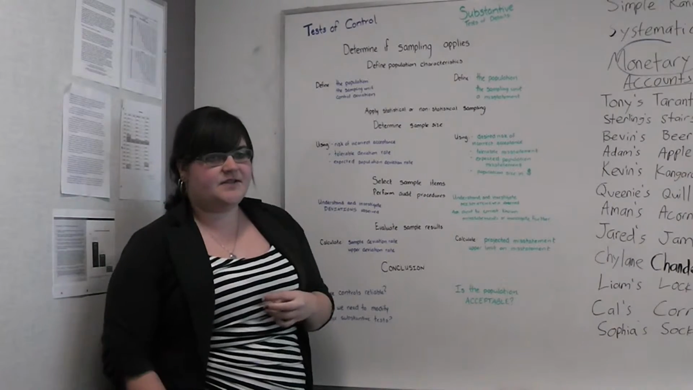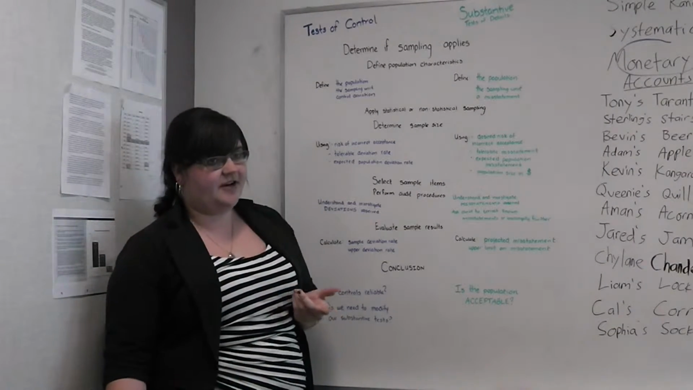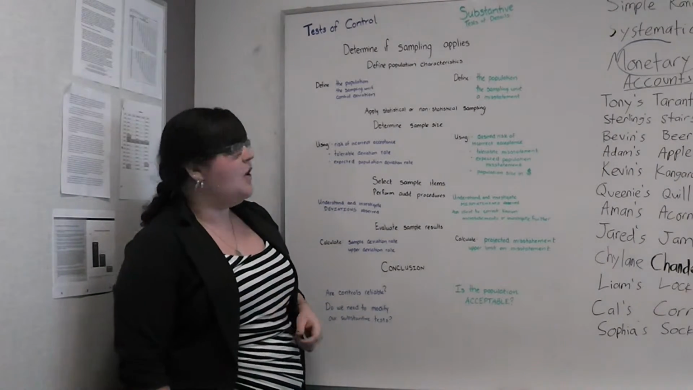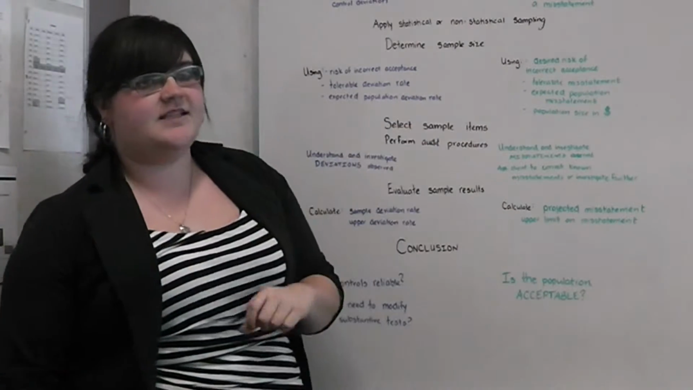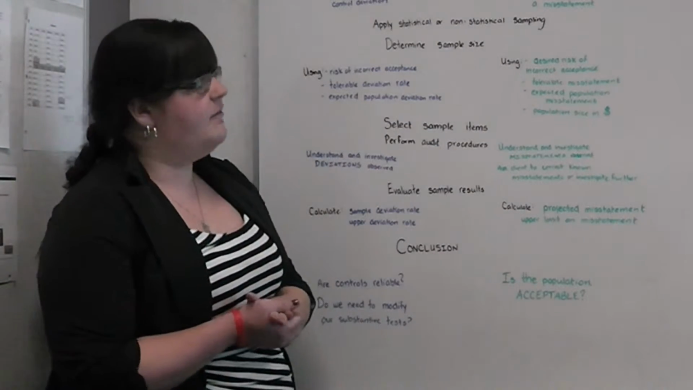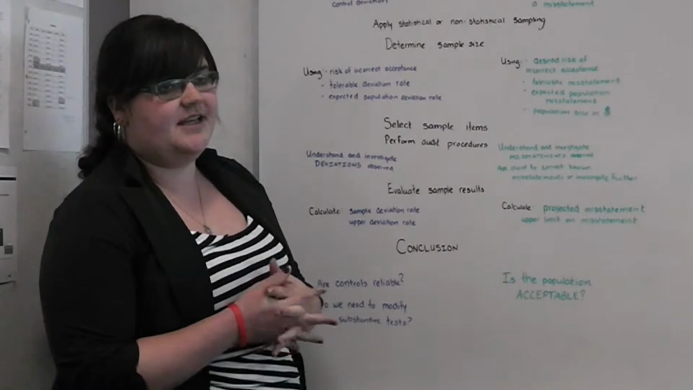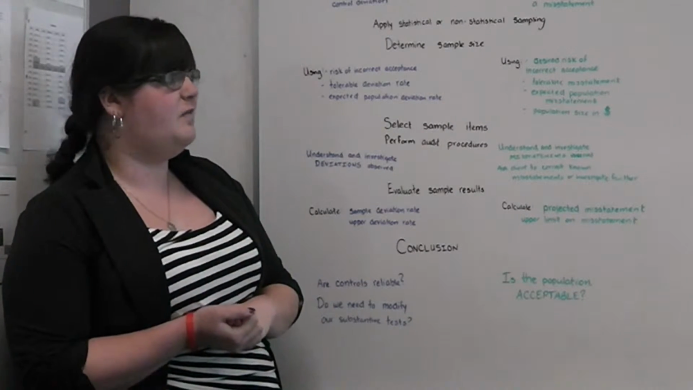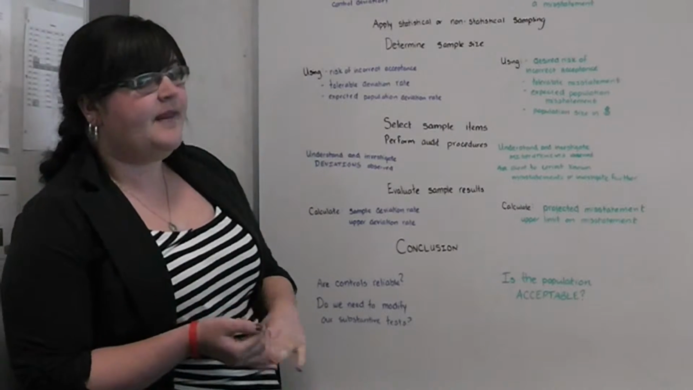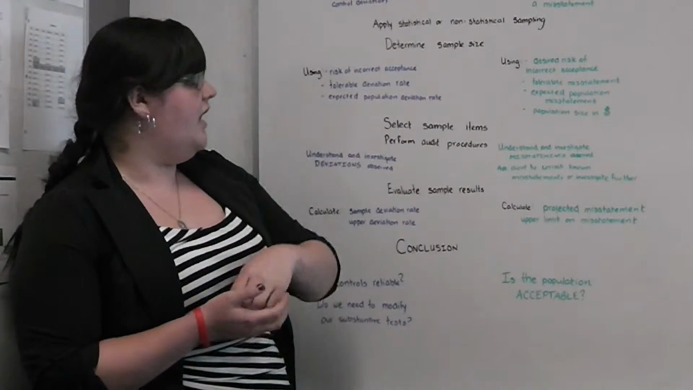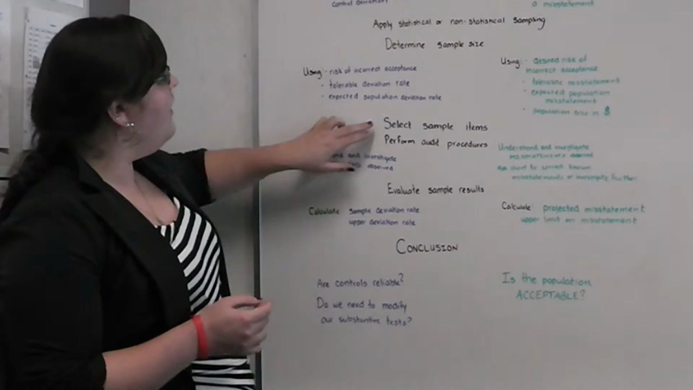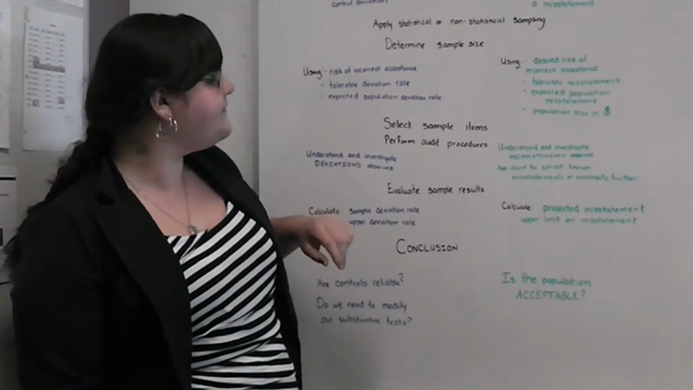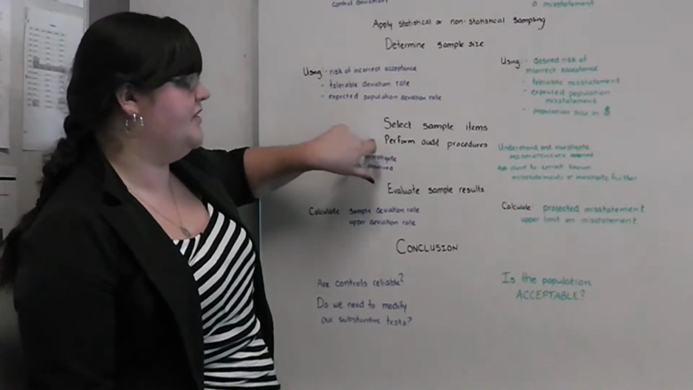So our sample size for substantive testing is determined by our desired risk of incorrect acceptance, which is the risk that we accept errors when we shouldn't. Tolerable misstatements, which is the acceptable errors, expected population misstatements, which is the errors we expect to see in our population, and the population size in dollars. From there, we're going to select our sample items, and then we're going to perform our audit procedures.